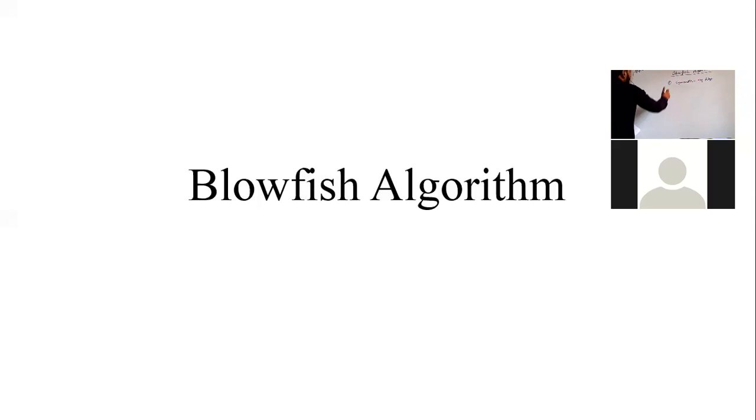Okay, second point about blowfish algorithm is it is a block cipher. What does block cipher mean? This means the plain text is divided into blocks. The plain text is divided into blocks.